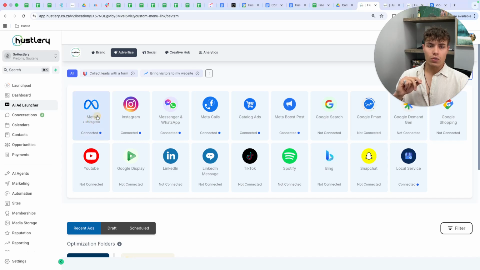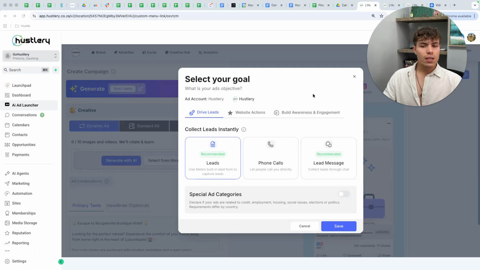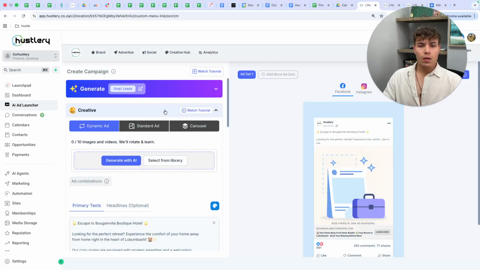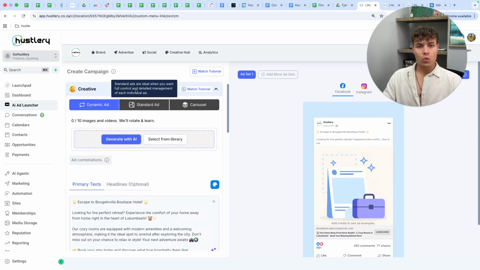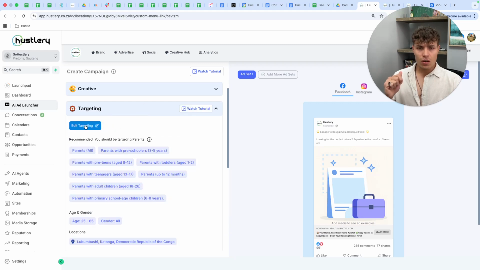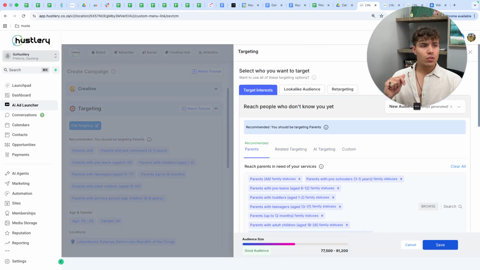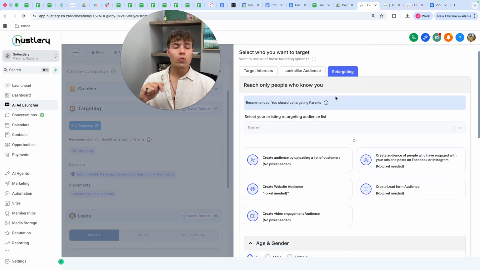You go into Meta over here. Then you still say that your goal is leads, okay, in this case. Then where the retargeting comes in is under the target audience. Okay, so you can go and play with the creative, you can put in your little customer testimonials or your short explainer videos. Then you go to targeting over here and you say edit targeting, and then you click on retargeting. So who do you retarget?